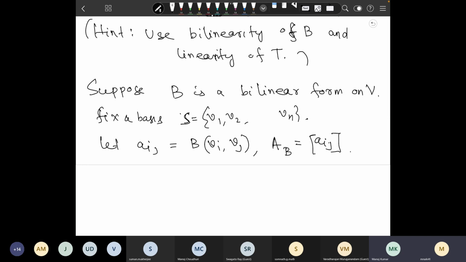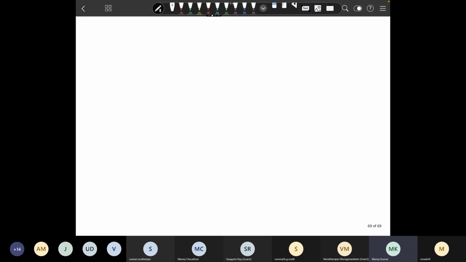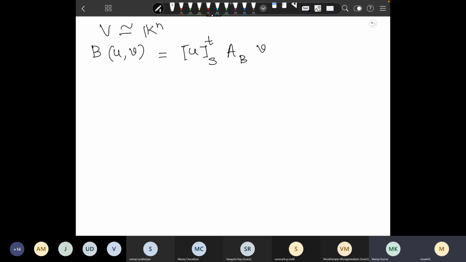Okay, so now if I fix a basis S, then V is isomorphic to some K^n, and you can check that B of (u, v) is equal to u_S transpose times the matrix A_B times v_S, where this u_S is nothing but the representation of u in this basis S.